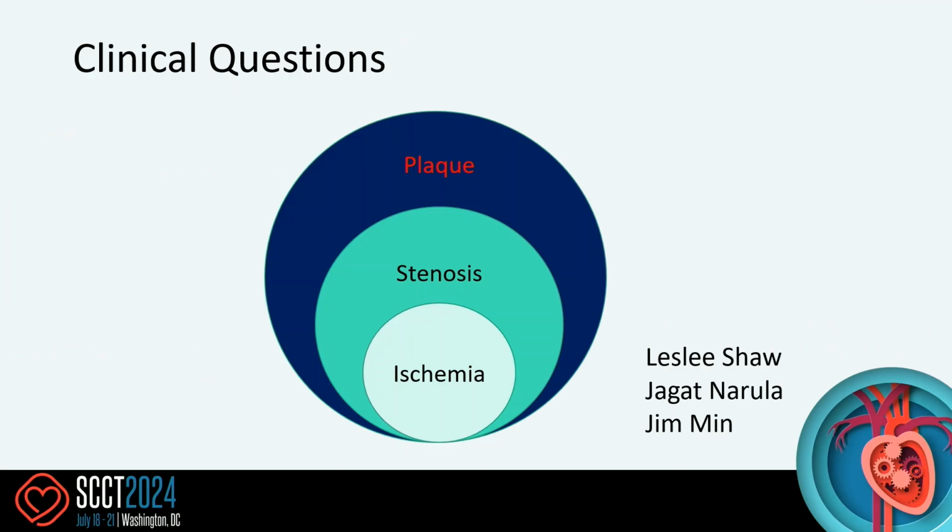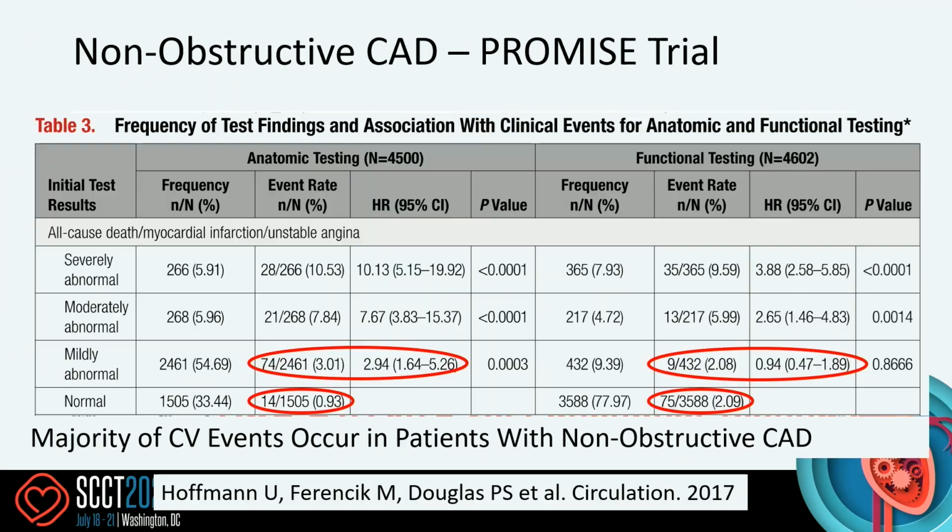Finally, we get to plaque, which is sort of my biggest interest. And why plaque? Well, I always use this slide from our work with Udo from the PROMISE trial. When you look at numerically who has events in PROMISE, more than half of the events occur in those patients who have non-obstructive disease. Those are patients you will not detect by stress testing at all. You don't know those patients are there. Those are the patients that will have the events, and we need to help those patients.